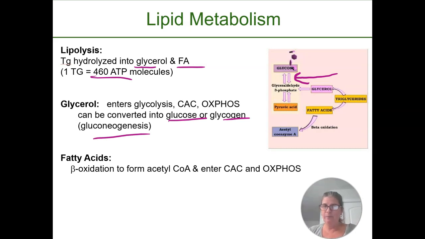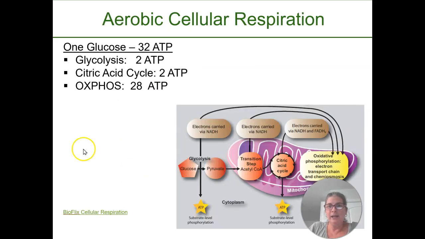Fatty acids are different. Those fatty acids just go through a process called beta oxidation. A fatty acid is a long carbon chain, and it just splits it off 2 carbons at a time. So beta oxidation is the process of a fatty acid being broken down into acetyl-CoA. And remember that acetyl-CoA is going to enter the citric acid cycle, and then it just goes through ox-phos. So when we're looking at our fatty acids, they're going directly into the citric acid cycle, whereas glycerol comes all the way through.